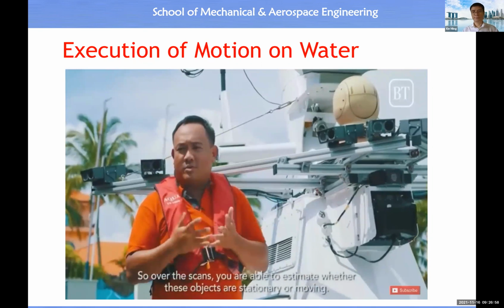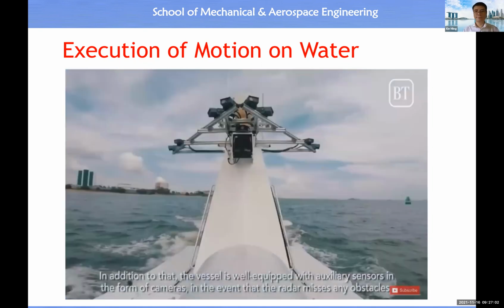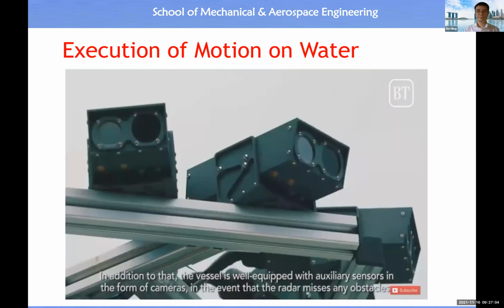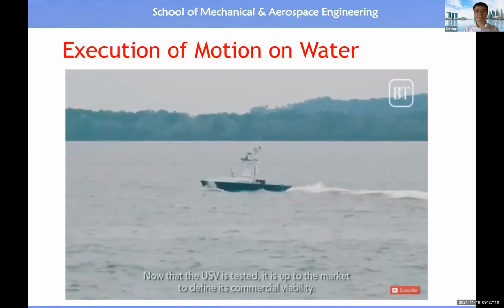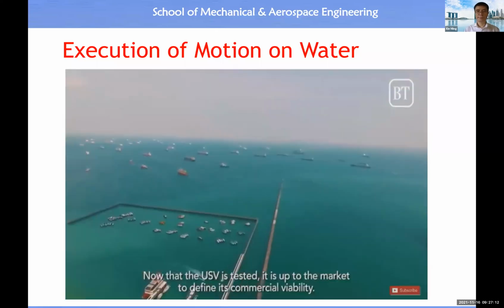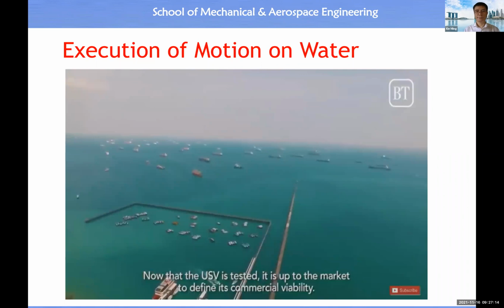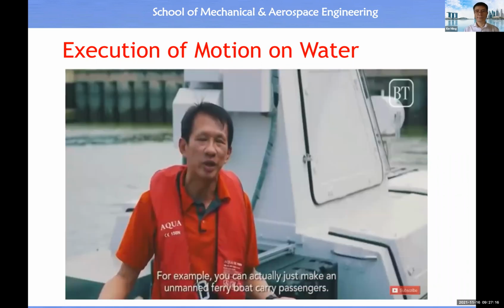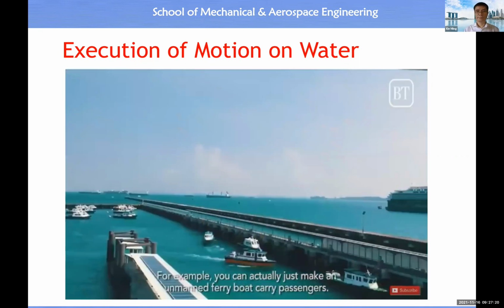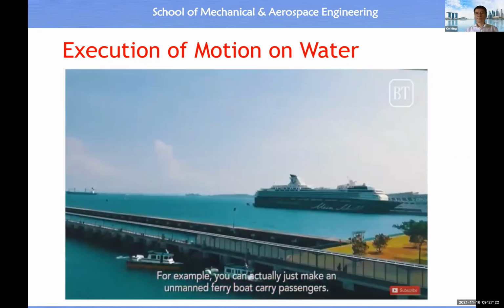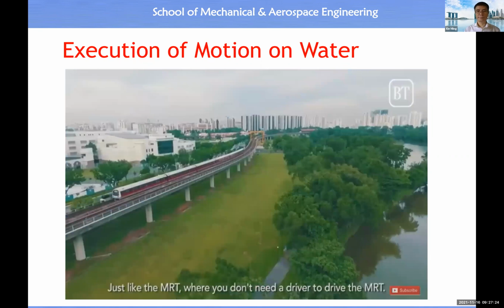In addition to that, the vessel is well equipped with auxiliary sensors in the form of cameras in the event that the radar misses any obstacles. Now that the USV is tested, it is up to the market to define its commercial viability. For example, you can make a ferry boat carry passengers that is unmanned, just like your MRT, where you don't need a driver to drive the MRT.